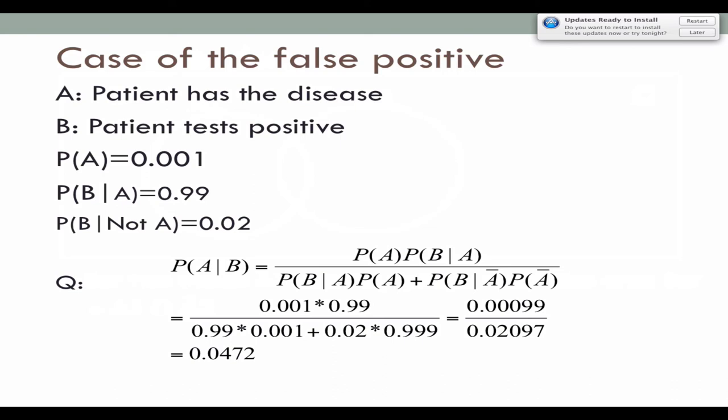When you don't have the disease, the probability the patient has a positive result is 2%. But we are calculating the probability that, if the patient tests positive, you really have this disease. It's only 5%. Say you have 1,000 patients with a positive test result. That means only five patients among 1,000 actually have the disease. So if a general person goes to the clinic and the test result is positive, actually only 5% really have the disease. The other 95% are false positives.